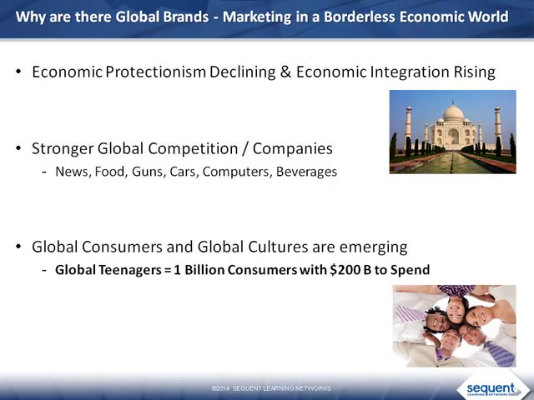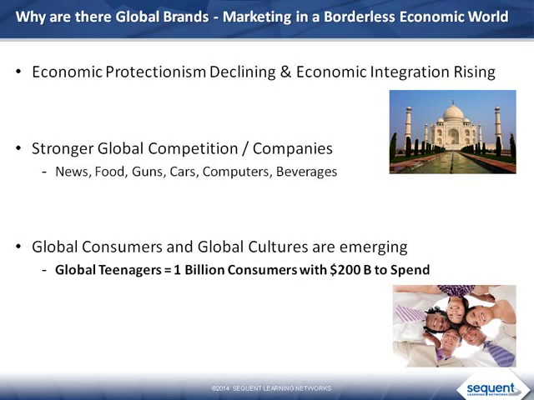So the market's getting smaller economically, politically. We find that protectionism, which had been sort of the rage of the beginning parts of the 20th century, is declining, and economic integration is rising. Stronger global competition, and companies are out there. They're in every industry. They're buying up newspapers and food and guns and cars and computers and beverages. When I say guns, I mean gun companies. And the global consumer and global cultures are emerging and becoming much more similar.